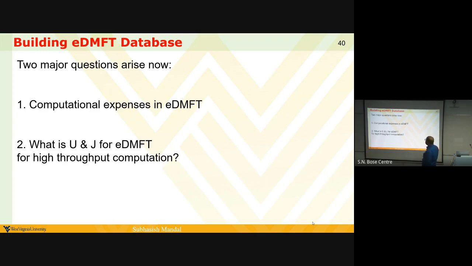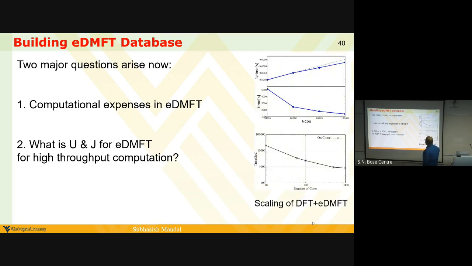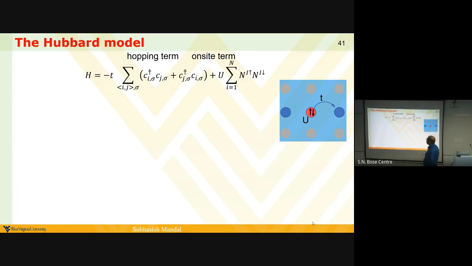So the answer to the first question is trivial. If you just plot the scaling, it's going to scale very nicely. So given a big computer, you can build the data. But what about the U and J? Yes, and that has some physics problem, and we're going to see how this is done. So how are these U's computed?